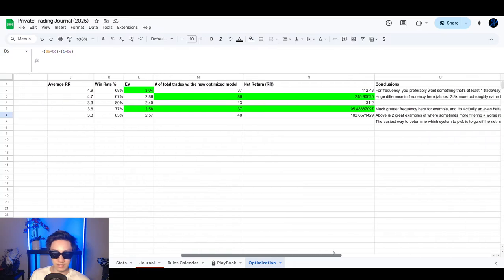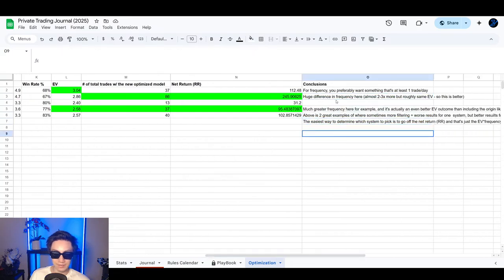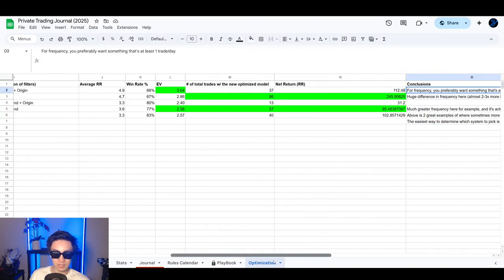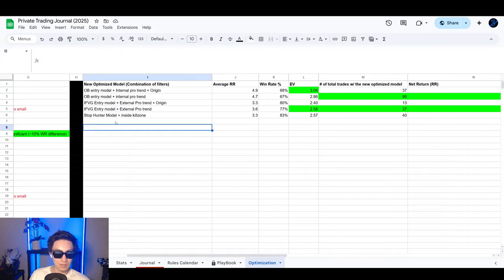So there's a difference there. This is how you're able to view data. This is just some comments I wrote for you guys that bought the journal, so you can read through it if you don't understand this. We'll do one more thing, which is just inside kill zone calculations for all the entry models.